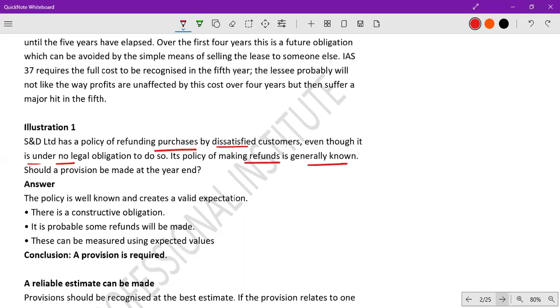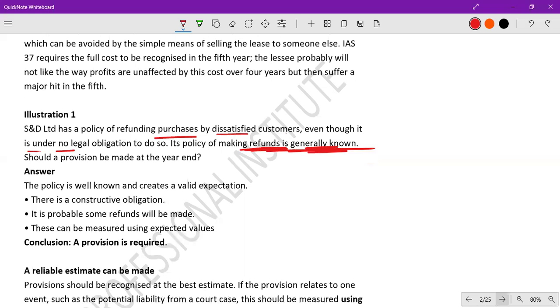Why? Because this is a constructive obligation, and this policy of refund is generally known to everyone. Therefore, if I buy it and there is any issue, I have the right to confront the entity for that refund, even though there is no law backing it. Any question?